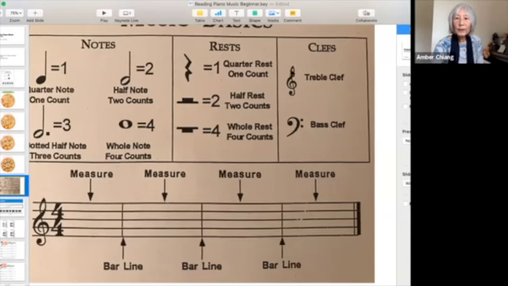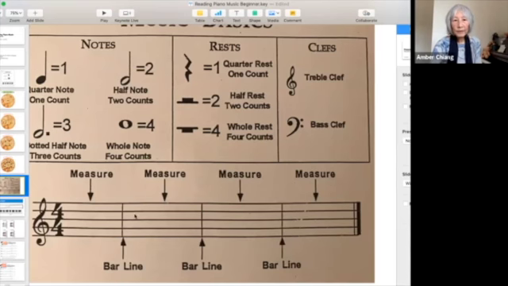And then over here we have a treble clef and a bass clef. So now we're going to look at this music here. The staff consists of 5 lines and 4 spaces, as you can see. 1, 2, 3, 4, 5. 1, 2, 3, 4 spaces. This is called a staff.